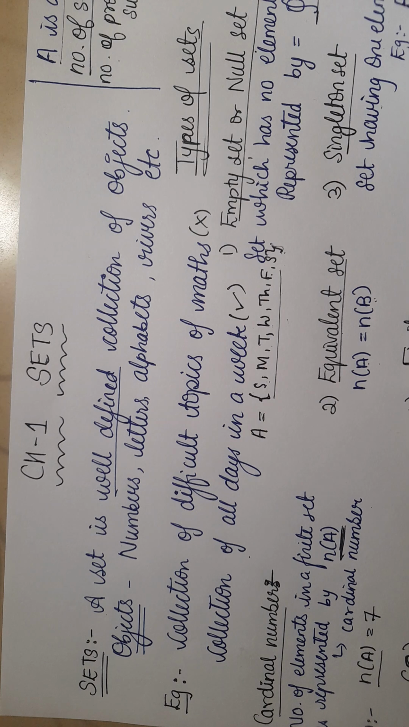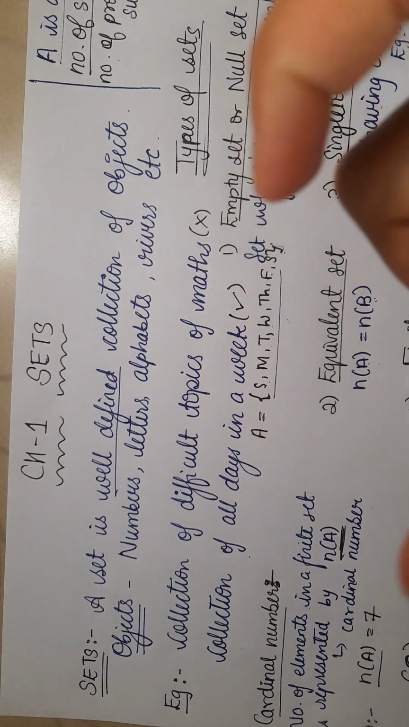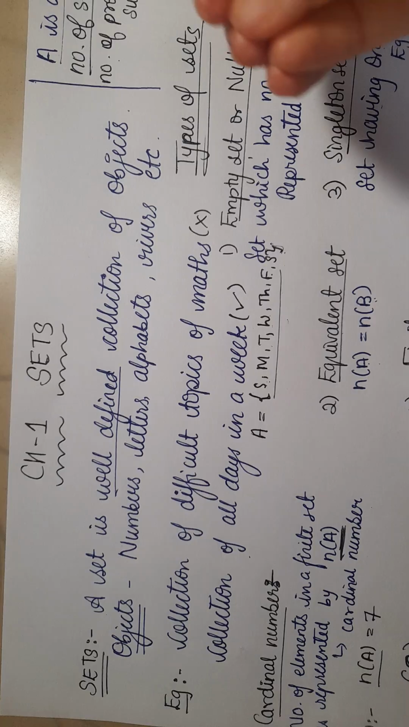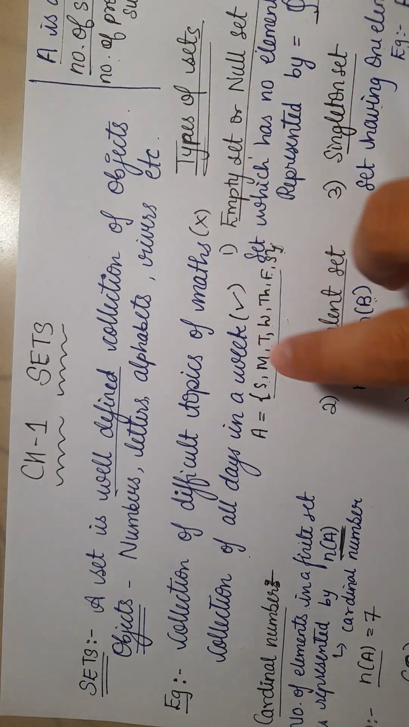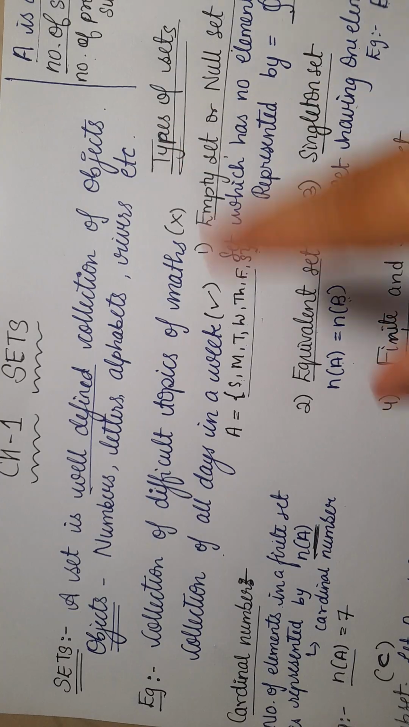Today we are going to start with the first chapter of maths, that is sets. A set is a well-defined collection of objects. An object can be numbers, letters, alphabets, anything. एक set के अंदर हम क्या define करते हैं? It is a well-defined collection of objects. A set is represented by curly brackets in which the elements are present.